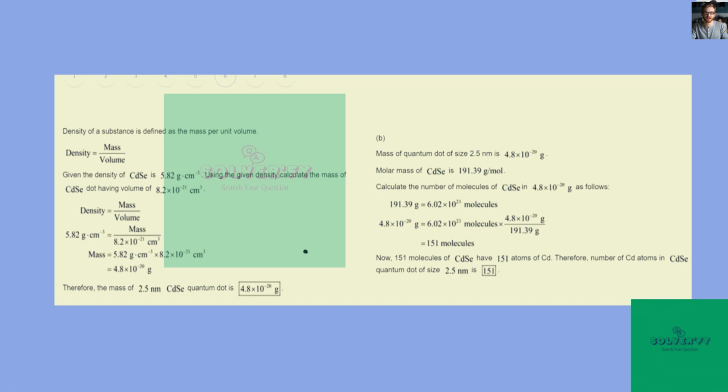Option B. The mass of the quantum dot is 4.8 times 10 raised to power minus 20 grams. The molar mass is 191.39. So we can calculate the number of molecules as follows. There are a total of 151 molecules. Therefore, the number of cadmium in the CdSe quantum dot will also be 151.